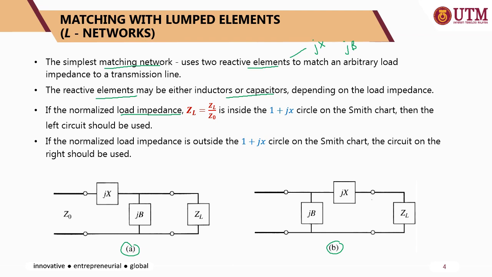Alright, so either the normalized load impedance is inside the 1 plus jx circle on the Smith chart, or it is outside. If it is inside the 1 plus jx circle, so this is your Smith chart, 1 plus jx is here. If the normalized load impedance lies within this area, you will be using configuration A, or else if it lies outside the 1 plus jx circle, you need to use configuration B.